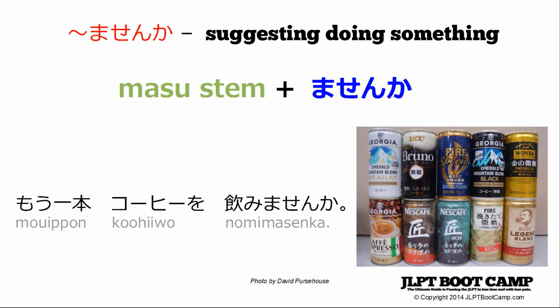So let's look at this last example here. Mou ippon kohi o nomimasenka. So would you like to drink another can of coffee? That's the ippon here. If you wanted another cup of coffee, you'd say mou ippai kohi o nomimasenka. Do you want another cupful of coffee? Mou is another. Ippon is the counter for long cylindrical objects, meaning we're counting the can. Kohi is, of course, coffee, and o is the object marking particle. Nomimasenka is would you like to drink?